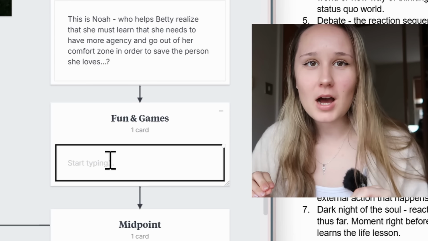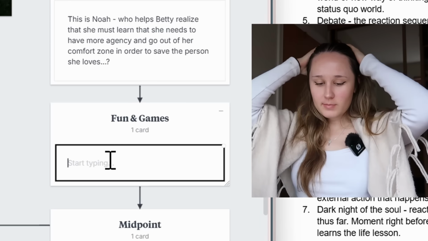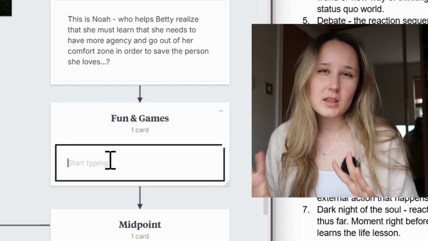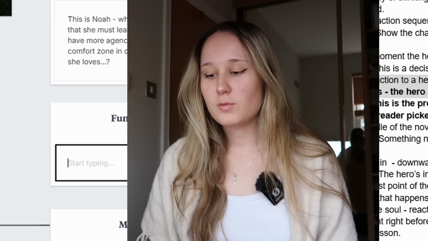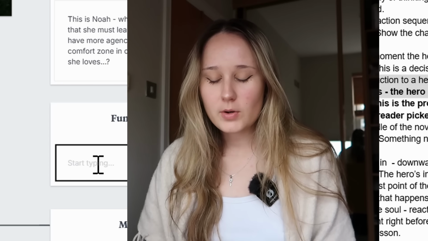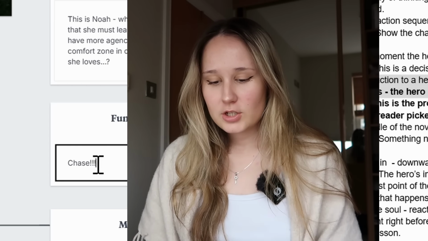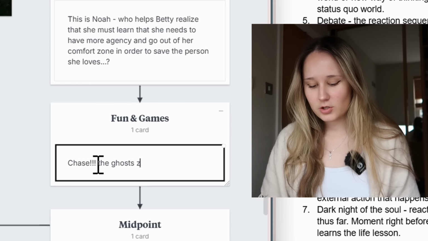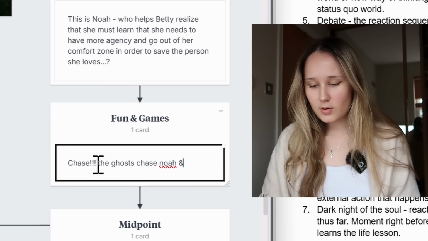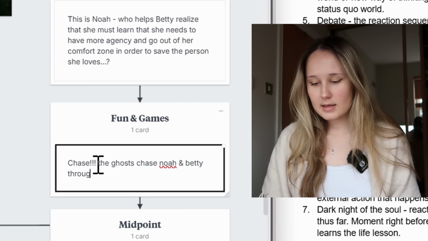Fun and games. Okay, this is like the best part of the manuscript in my opinion. It's my favorite part of every sort of book. It's basically the promise of the premise, and it's why everyone's picked up the book. And this is basically the chase where the ghosts chase Noah and Betty throughout the outback.